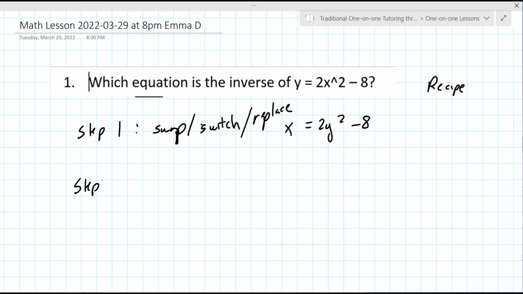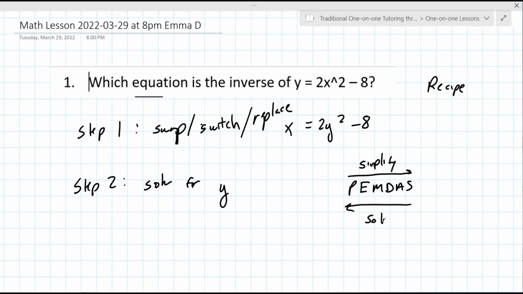Step two is to solve for Y. And what I was showing you when you finally told me I wasn't sharing is that when you simplify, you go this direction. When you solve, you go the other. So we're going to undo subtraction by 8 first. We're going to add 8 to both sides.